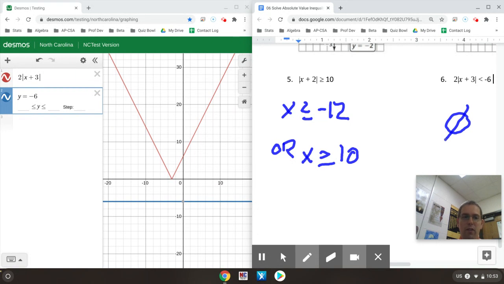But hopefully this will show you how, if you can get it in Desmos, even if the algebra gives you some fits, you should be able to get the solution by looking at the graph. And it's a great way always to check your work. Let me know if you have questions.